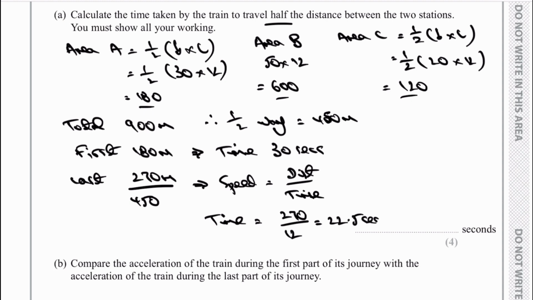22.5 seconds. Okay, so therefore I've got now my two times, my first part of the journey, which is 180 meters, then my second part of the journey, which is 270 meters at 22.5, so therefore 30 plus 22.5 is going to give me a total of 52.5 seconds. Okay, and that would be the answer to part A. So a little bit tricky, quite a lot of information going on there. Again, please do let me know and I'll be able to help you in the comments.